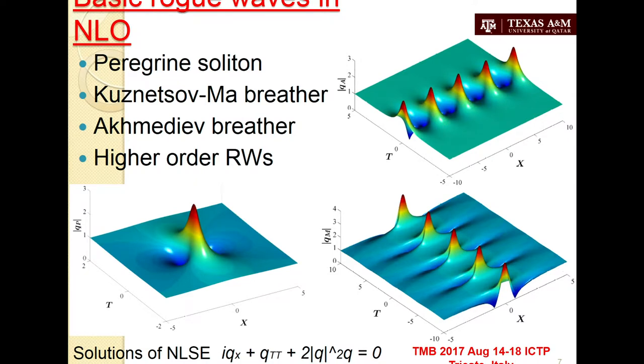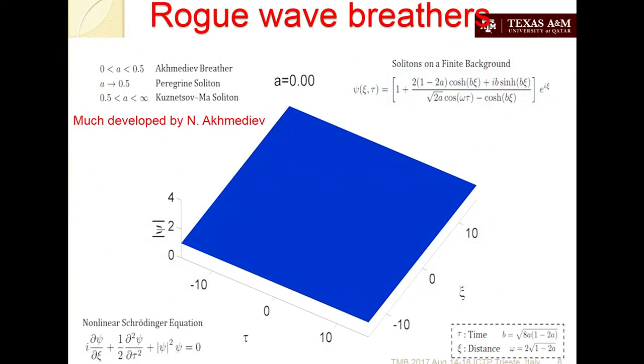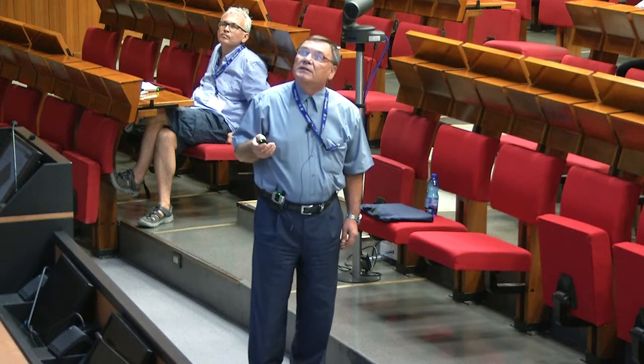This is then the real Peregrine soliton, and this is the Kuznetsov-Ma, which is a breather in the direction of propagation. And so how does this look? Here it is, a soliton on a finite background introduced by Nail Akhmediev. Much of the progress in this field is actually achieved by Akhmediev and his collaborators. So this is a breather that he introduced, known by his name.